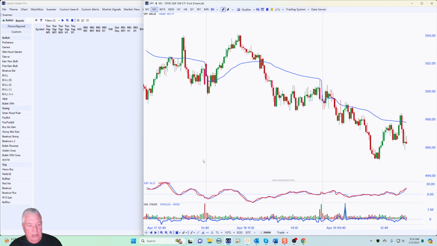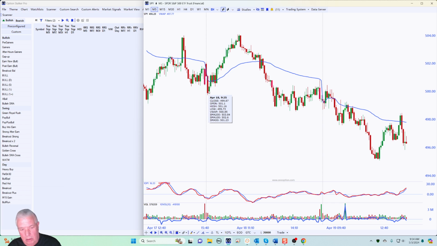All right, so here we've got a setup right in here. So we come in. This is a 5-minute chart. This is the day. There's your bullish cross right there. You can see right out of this trough here. So you're looking for price confirmation.